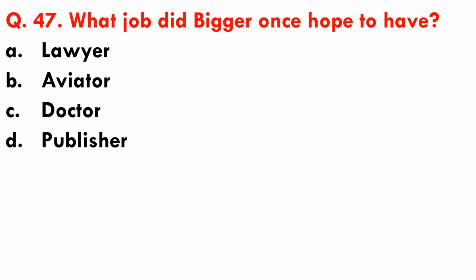Question number 47. What job did Bigger once hope to have? Options are A. Lawyer, B. Aviator, C. Doctor, D. Publisher. So once Bigger wanted to be an aviator. So option B is the correct answer.